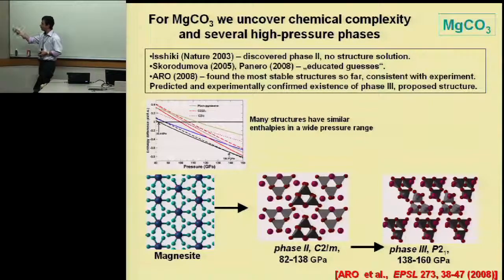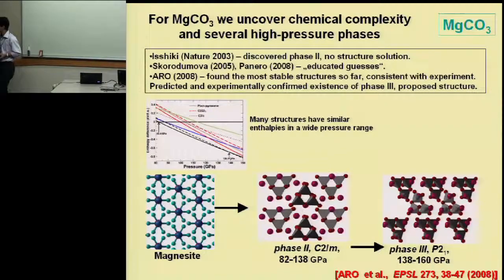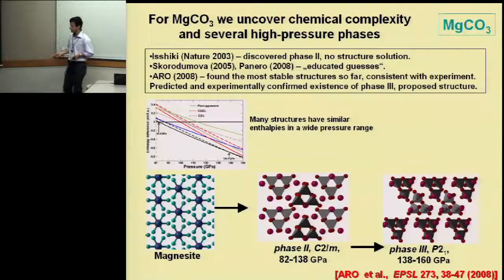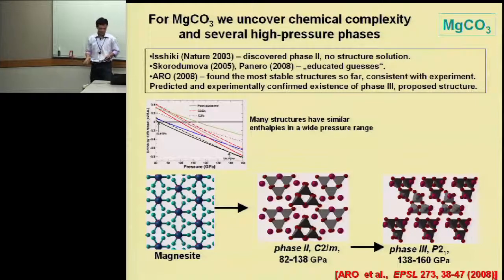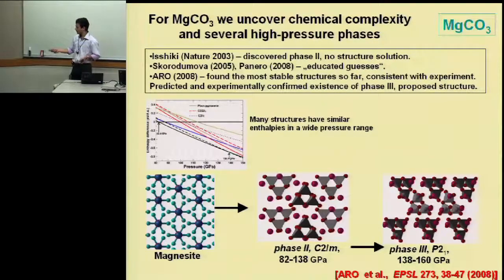Anyway, for magnesium carbonate, the situation is much more complicated. We have a whole bunch, about a dozen structures with extremely similar enthalpies in a wide pressure range. And experimentalists actually turn out to produce irreproducible results. 2 experiments exist, and their diffraction patterns are incompatible, probably because of this existence of many competitive metastable structures.